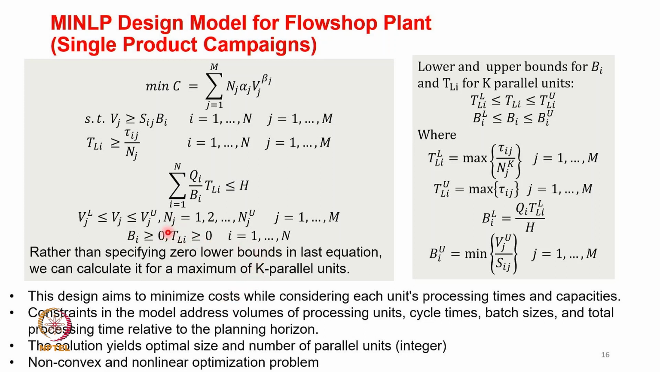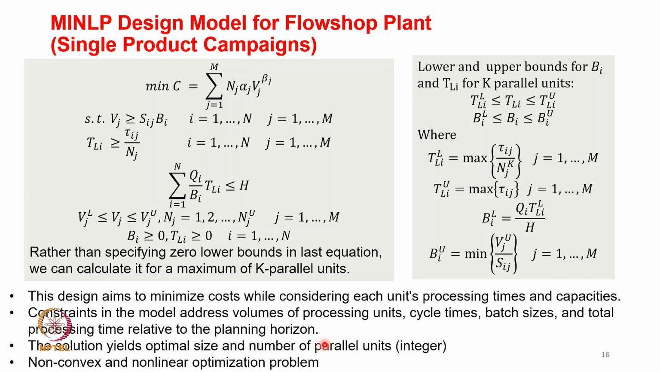So see, instead of giving 0 bounds on all of this, you can also calculate it for k parallel units. So that's what is done here. Instead of keeping this number exactly at 0, you say that TLi and Bi are between a certain lower bound and upper bound, where the lower bound would be the parallel processing and the upper bound would be the sequential processing. So this is how these numbers have been obtained. These numbers we have seen in the previous case. So you have to solve this entire problem to find out the optimal size and the number of parallel units.